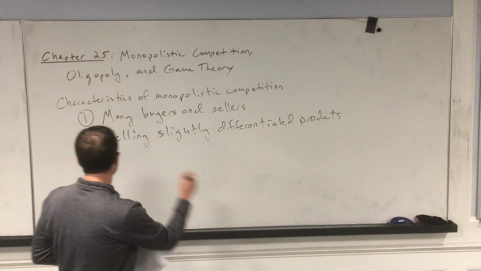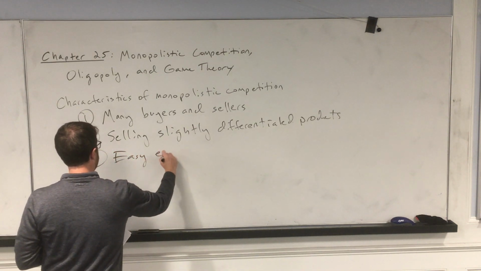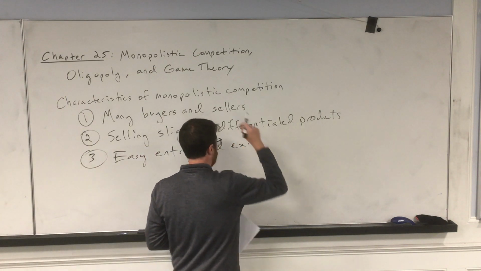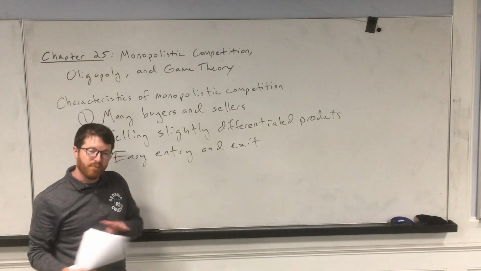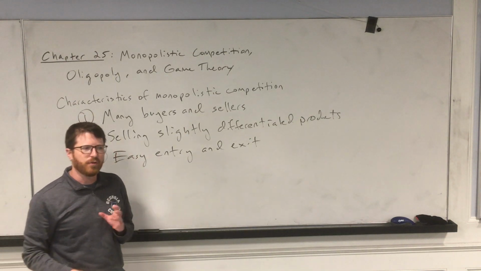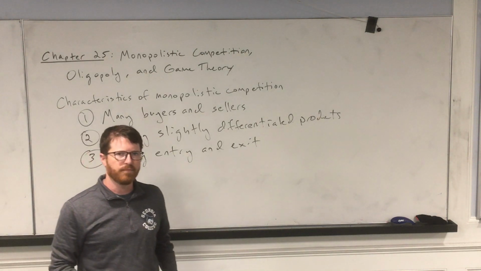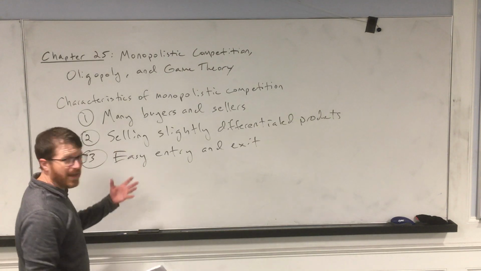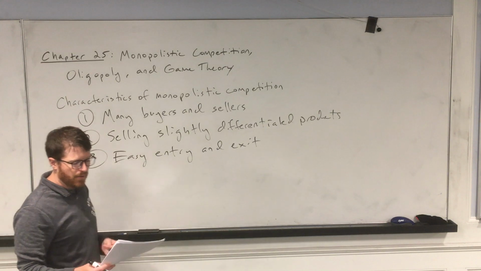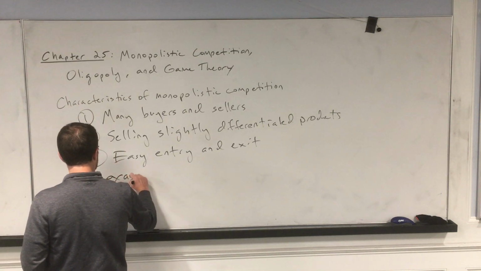Just one more characteristic, and that is easy entry and exit. Easy but not necessarily free entry and exit, so there may be some small barriers, but not barriers that are so significant that it stops a willing producer from entering the market. Okay? So really it's like perfect competition in a lot of ways, but the big difference is they're selling something that's a little bit different. Okay? So let me give you some examples here.